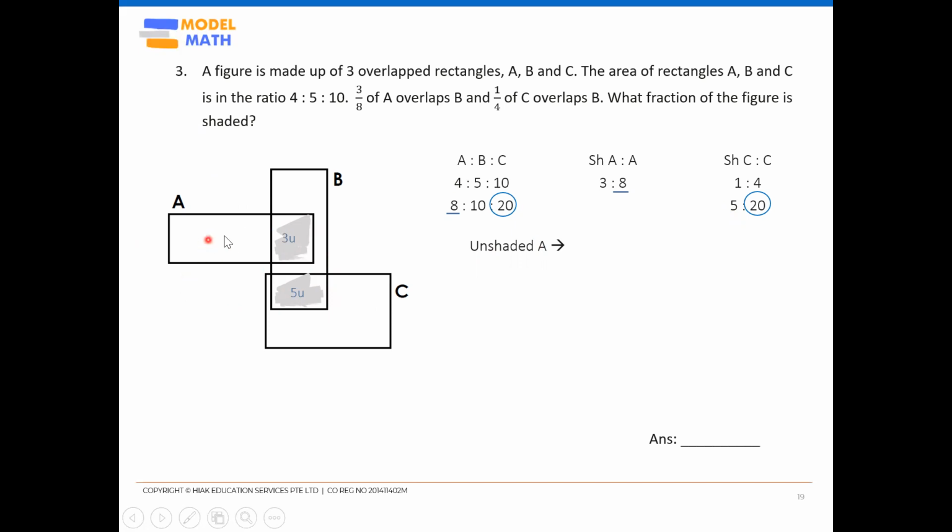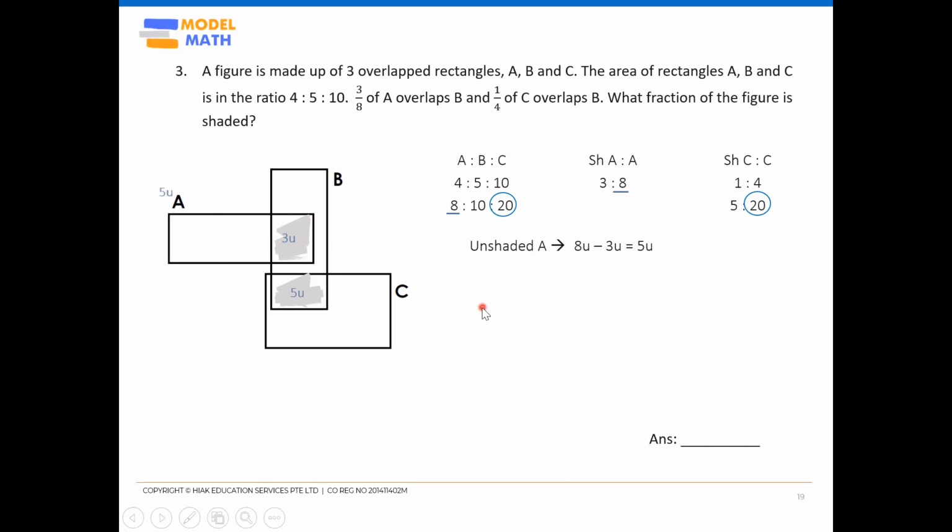Now, how do I know what's this? You have to look back at this ratio. This will be helpful. The whole of A is 8 units. That means this whole thing is 8 units. Now, this is already 3. So this unshaded part of A simply is 8U minus away the 3U, because together they must be 8 units.